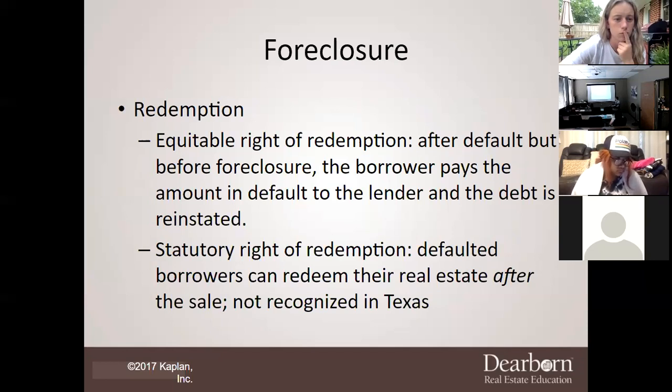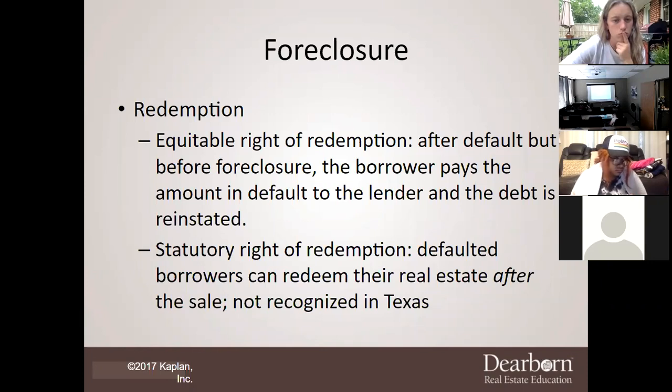The statutory right of redemption is where defaulted borrowers can redeem their real estate after the sale, and this is not something that we use in Texas. So that's good if you're about to be foreclosed on, you've got that redemption period. If you have the money, pay your stuff, or go for a deed in lieu so you don't have to deal with all the other stuff.